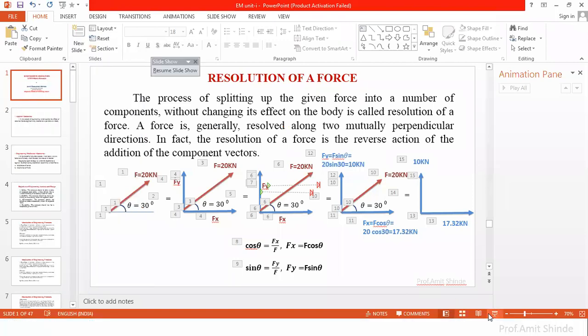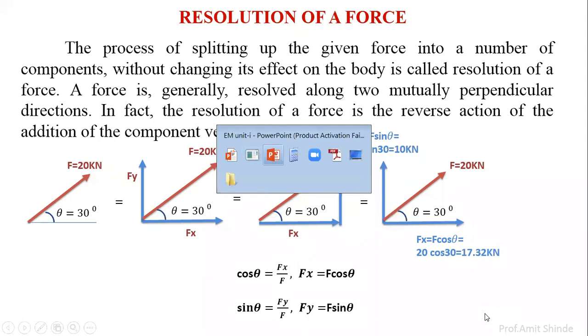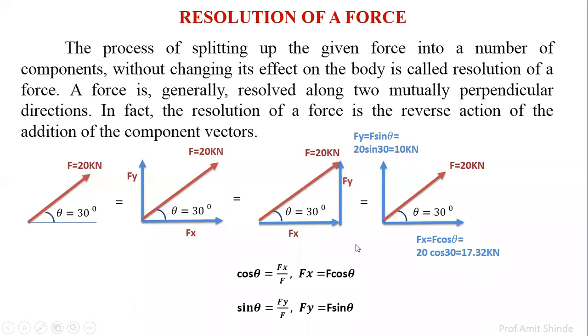Now let us solve this term. Twenty sin 30 is 10. It means that Fy is 10 kilonewton. Fx is 17.32 kilonewton and Fy is 10 kilonewton.